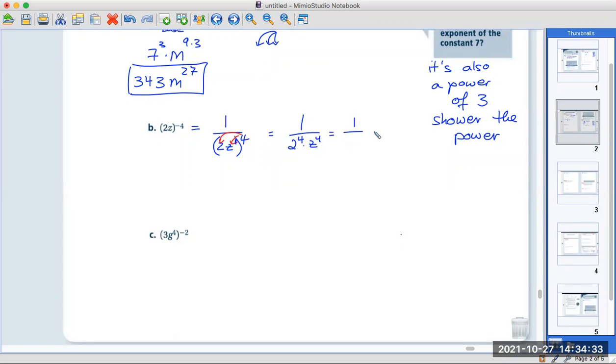And you can simplify that a little more because 2 to the power of 4 is 2 times 2 times 2 times 2, which is 4 times 4, it's 16. z to the power of 4. That would be the best way to show that. Okay, next one. Shower the first, let's make the 2 positive, putting it under 1.